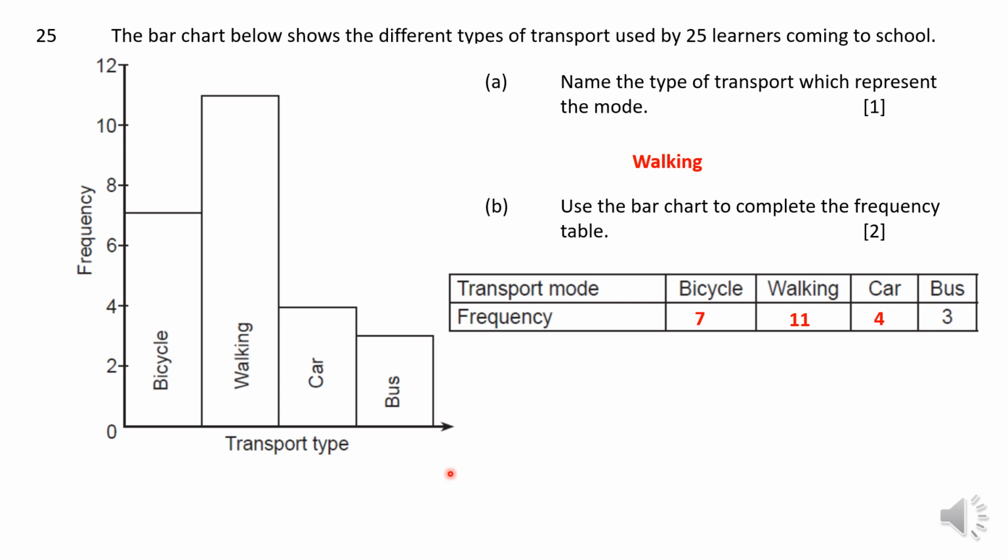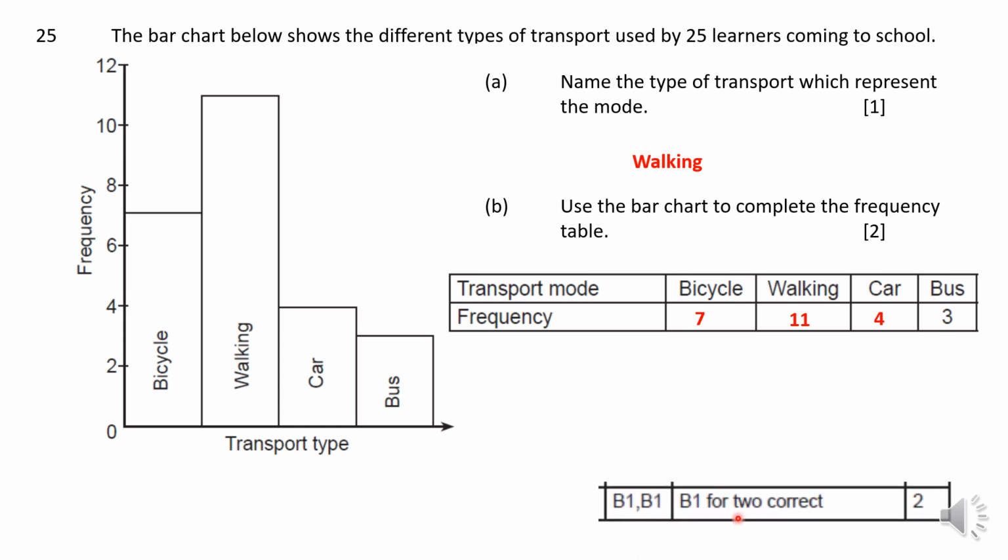Now, here's something that perhaps you would want to know. How do they mark this? Well, you get 1 mark for only 2 correct values listed, but then you get full marks for everything rightly and correctly indicated.